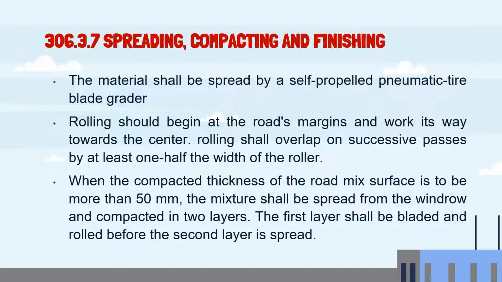When the compacted thickness of the road mixed surface is to be more than 50 mm, the mixture shall be spread from the windrow and compacted in two layers. The first layer should be bladed and rolled before the second layer is spread. While the surface is being compacted and finished, the contractor shall trim the edges neatly to line.